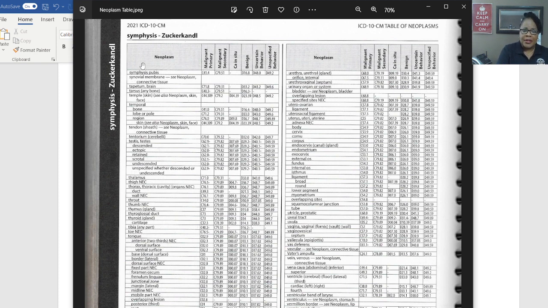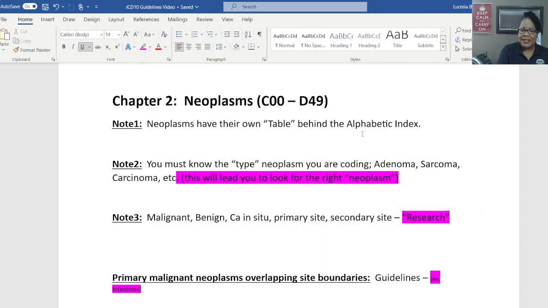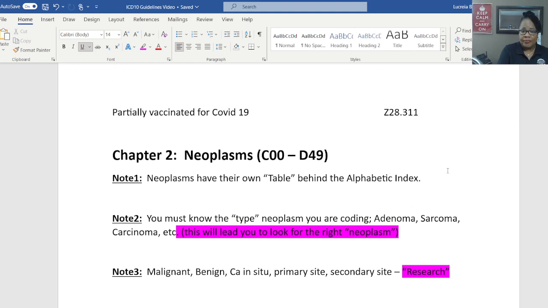And notice the table makes our ICD-10-CM codebook so much smaller, thank goodness, because imagine trying to put all of these and identify them as malignant primary or malignant secondary or carcinoma in situ, or benign or uncertain behavior or unspecified behavior for every single type of neoplasm. That would be a difficult job. But I'm glad to see that table. So look for that table behind your alphabetic index in your ICD-10-CM code books.